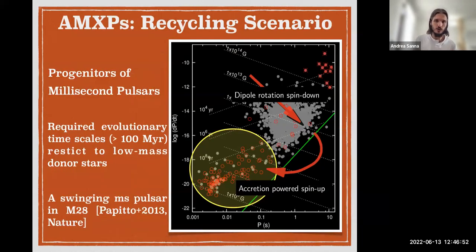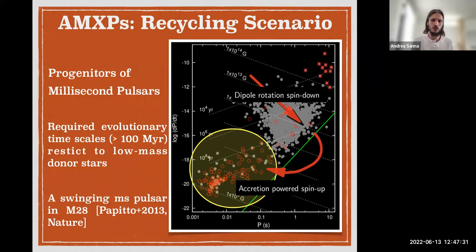Why are those systems so important? Well, they are important because there seems to be a link between other classes of objects that we know: millisecond pulsars, the classical pulsars that we know in radio, and low mass X-ray binaries. To try to understand this link, we use this plot that is called the P-Pdot diagram. Basically, Pdot tells you how quickly the period of a neutron star is changing in time, and P is the period, how quickly the system is rotating.